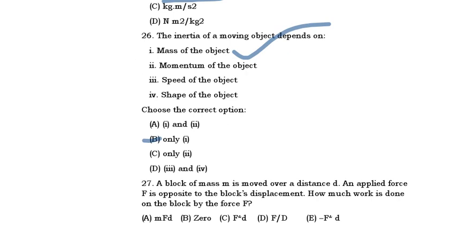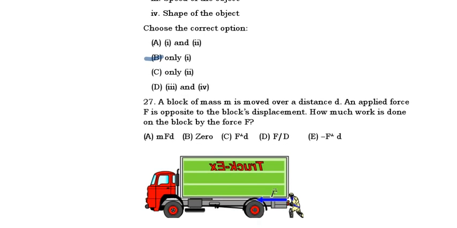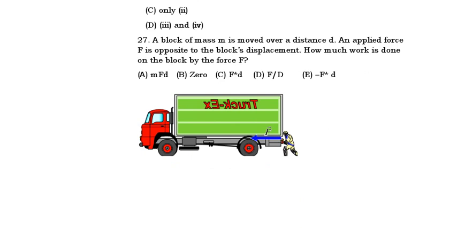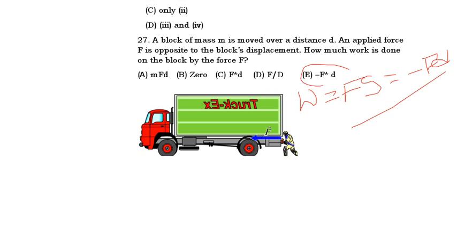Now see, this question is important. The question is: a block of mass m is moved over a distance d and an applied force F is opposite to the block's displacement. How much work is done on the block by the force F? These two are opposite, guys. Work done is equal to F into d actually, or F into S. If you apply the opposite, that means negative F into d. So your answer is minus F into d. Opposite means negative force.